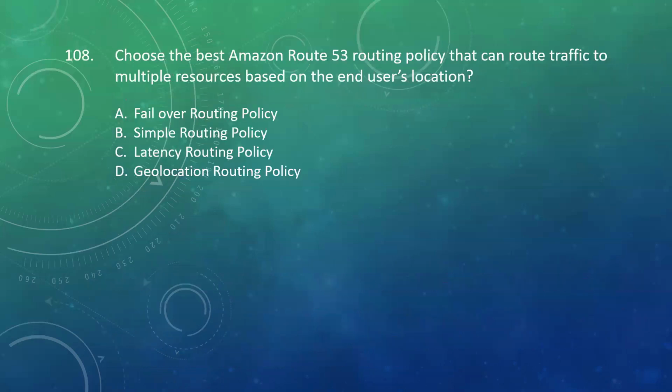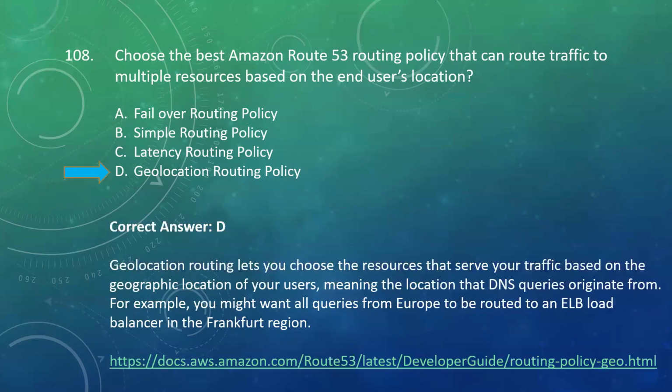Moving on to next question. Choose the best Amazon Route 53 routing policy that can route traffic to multiple resources based on the end user's location. Your options are A, failover routing policy, B, simple routing policy, C, latency routing policy, D, geolocation routing policy. So the right answer is option D, geolocation routing policy.